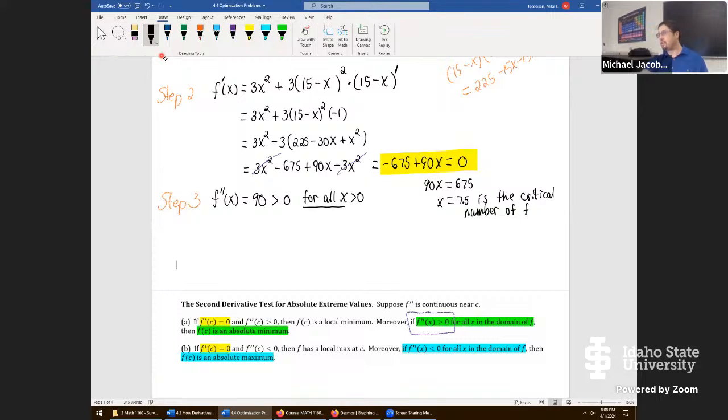Bigger than 0. I said x bigger than 0 because our problem said x's and y's were positive numbers to begin with. So there was a domain restriction on x. But because we got bigger than 0, we have an absolute minimum value. It's going to occur when x is 7.5. And so here is our step 4, the conclusion.